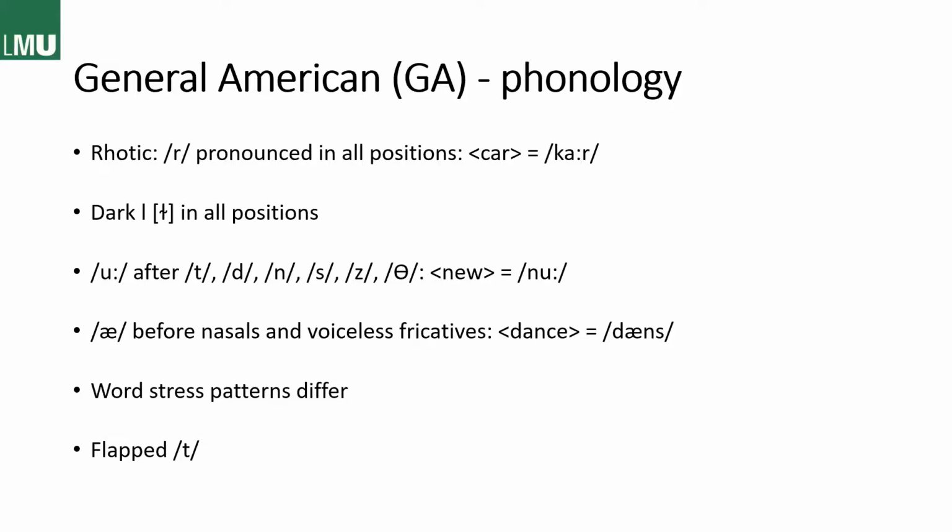In terms of phonology, we have a rhotic accent here. So R is pronounced in all positions. Where we had "ka" before, we now have "car". Then you have the dark L in all positions. So we have "clear", "really" with a dark L also in front of vowels and not just at the end of syllables or words. Then we have not "nyu" after the list of phonemes shown here, but just "u". So "new", not "nyew". And before nasals and voiceless fricatives, we use the "cat" vowel instead of a "father" A, so we end up with "dance".